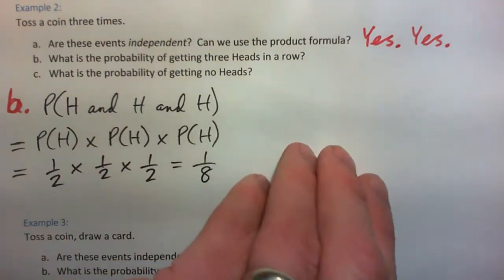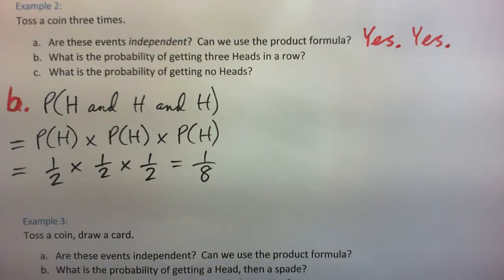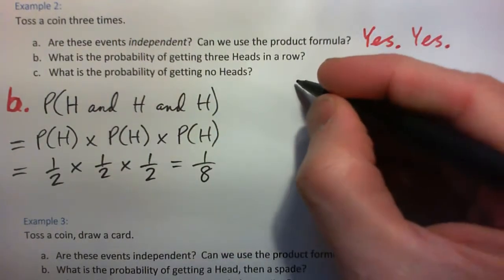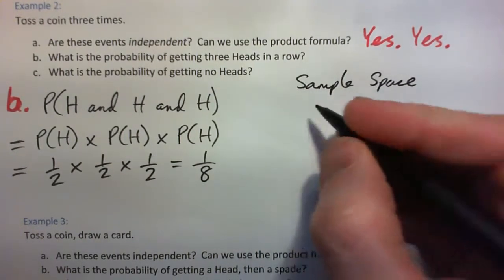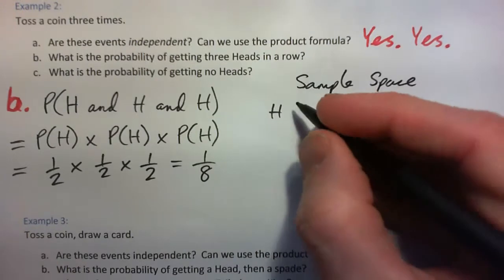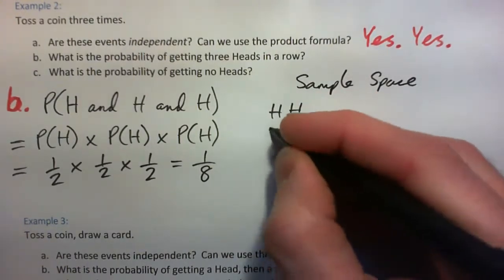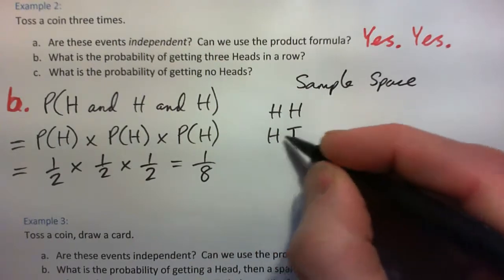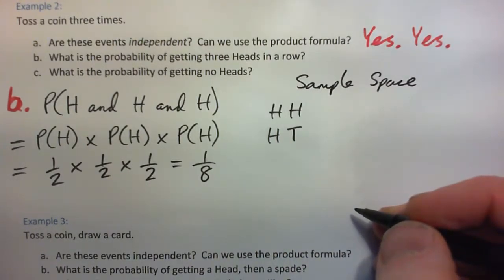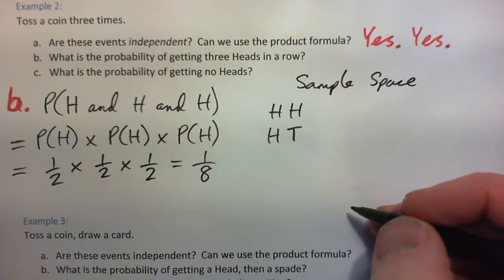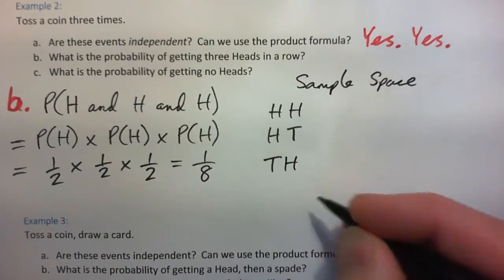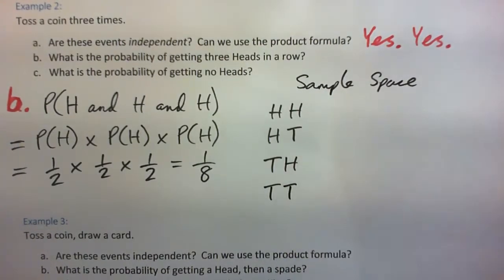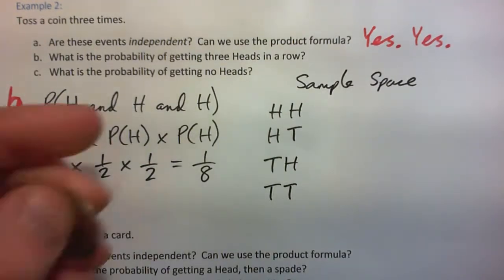And yes, you guessed it, I'm going to do the sample space because I want to show why this is 1 over 8. If we listed the sample space for 3 coin tosses, on the first throw, we could get a head. But on the next throw, we could get a head or a tail. So we could go head, head, head, tail, right? Or we could get a tail on the first throw and a head on the next throw. Or we could get a tail on the first throw and a tail on the next throw, right?